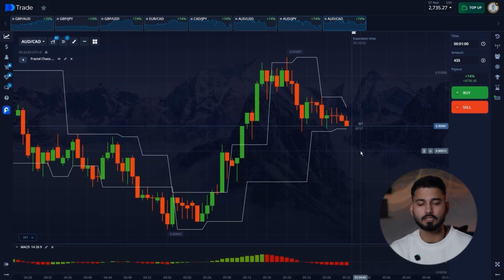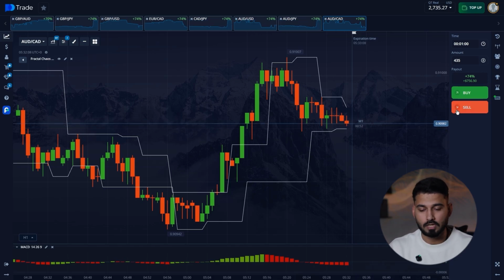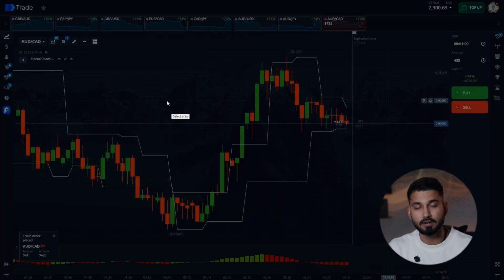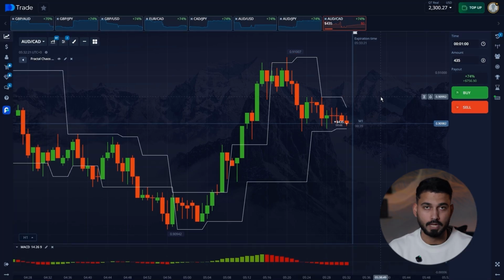Okay guys, here is a prime entry opportunity. I am opening a short position. This is a straightforward trade with ideal signals. First, MACD is red. Second, clear rejection from the channel support. Expiration plan: hold on for 1 minute, then lock in profit.